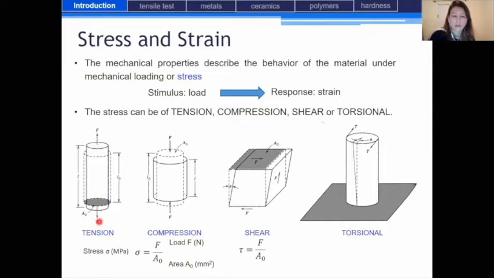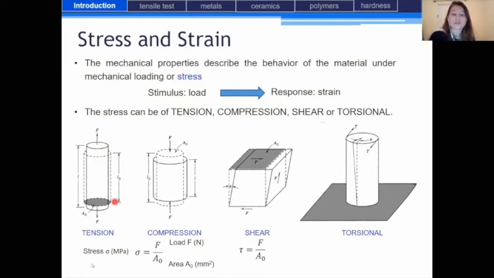And in that case, this load is applied on the 2 surfaces, top and bottom of the specimen. It is a uniaxial stress since we apply this force only in one direction. And so applying this stress, we are going to see that the length of the specimen is going to increase and the diameter of the specimen will decrease.